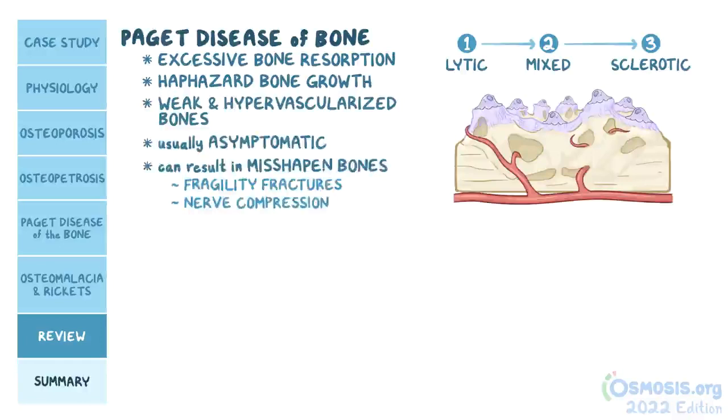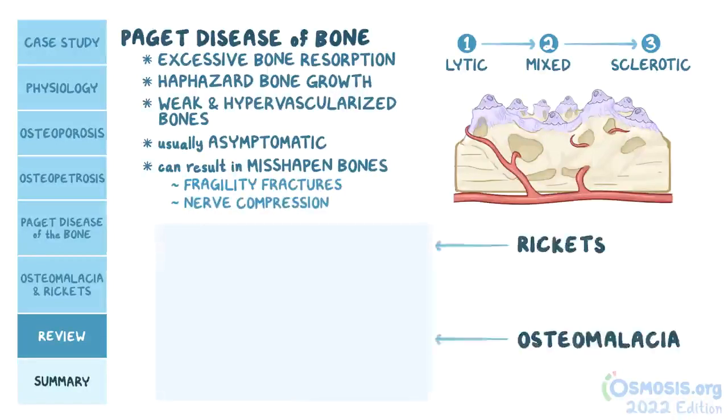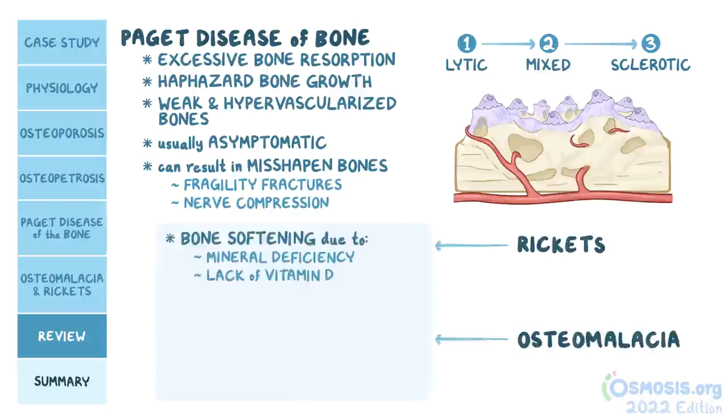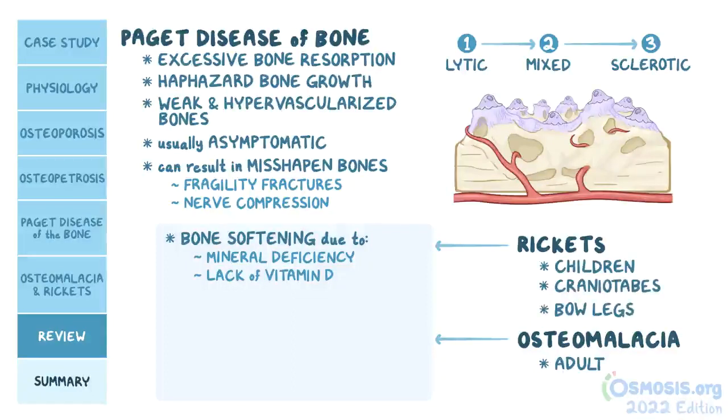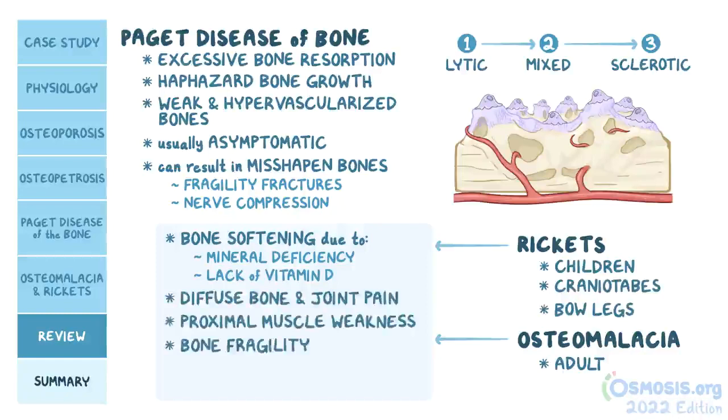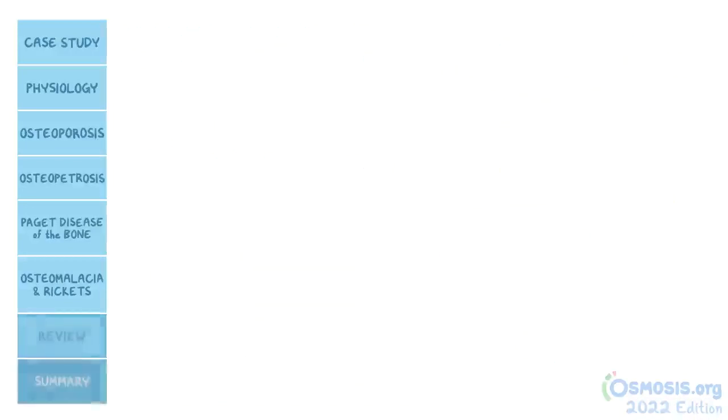Rickets and osteomalacia are conditions in which bone softening occurs due to a mineral deficiency or lack of vitamin D. Now, rickets presents in children and osteomalacia in adults, and symptoms depend on if there was growth plate closure. Nonetheless, some key symptoms of rickets are craniotabes and bow legs. In both osteomalacia and rickets, there can be diffuse bone and joint pain, proximal muscle weakness, bone fragility, and increased risk of fractures with minimal trauma. Now back to our cases.